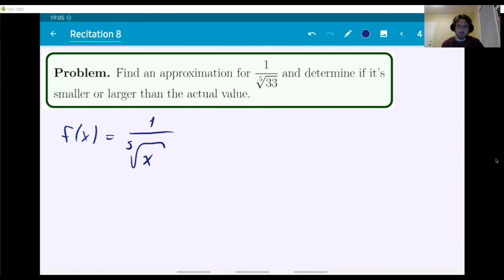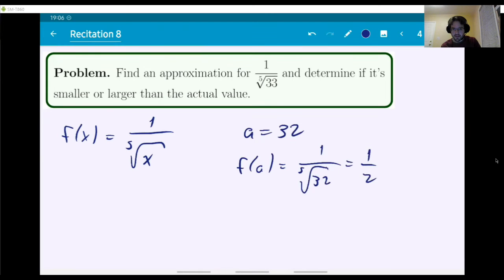Well, it's supposed to be a difficult one to do in your head, but there should be a close number to this one where you know a value. And that would be the number 32, because 32 is a power of 2, it is 2 to the 5. So actually f of a, 1 over the 5th root of 32, that's the same thing as 1/2. So that was an easy value to find. So this will be our base point in the linear approximation. By the way, I haven't said those words, I guess, but this is a linear approximation problem. We know that because they say find an approximation. So what do we do now?